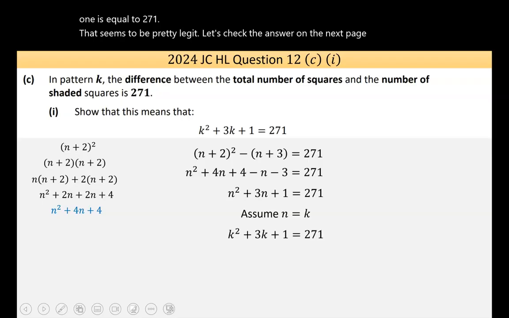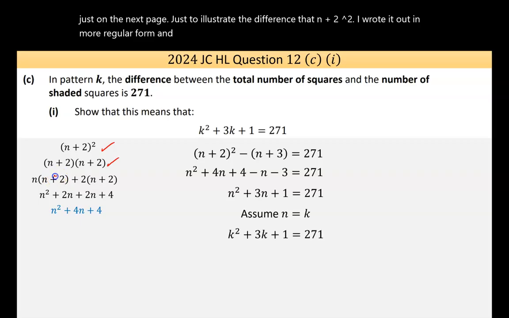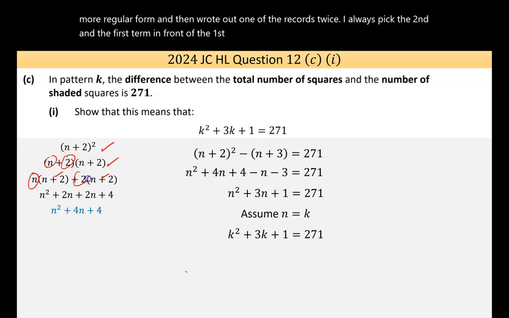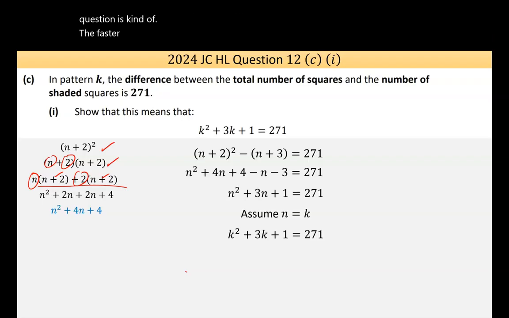So again, on the next page, just to illustrate the difference, for n plus 2 squared, I wrote it out in more regular form, and then wrote out one of the brackets twice. I always pick the first term in front of the first bracket, second term in front of the second bracket, and then go left to right and multiply, just like we did. So what I did within the question is kind of the faster way, but it's more error prone. So it's up to you which decision you make.